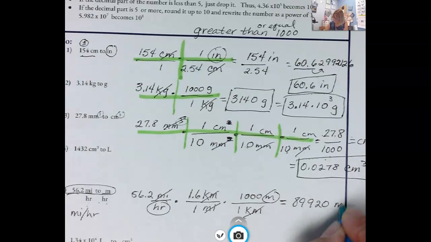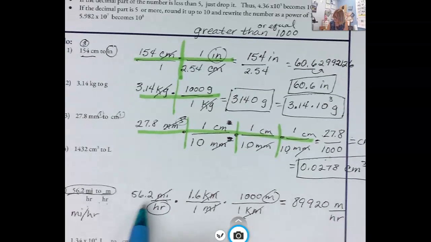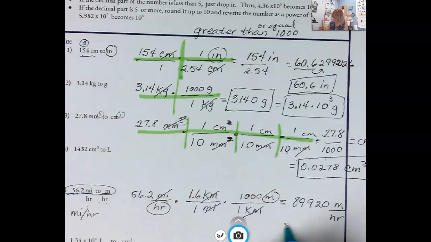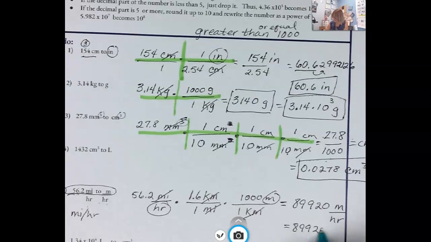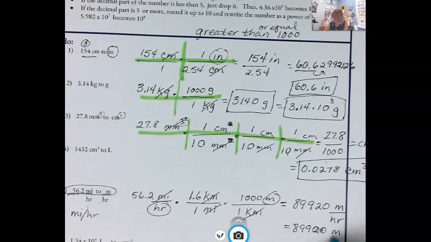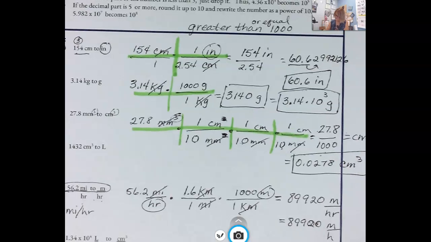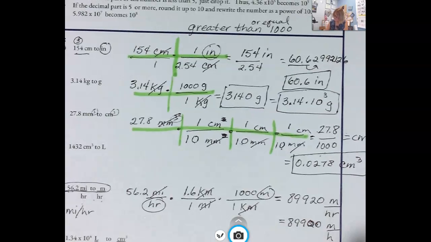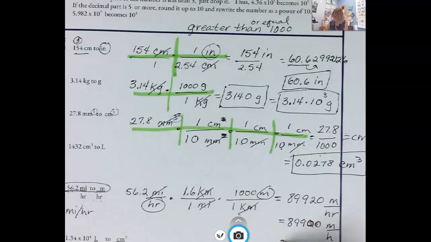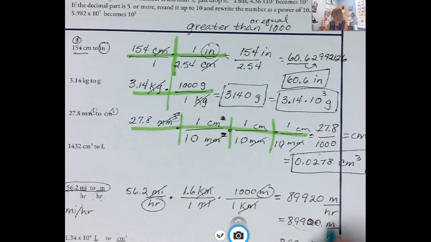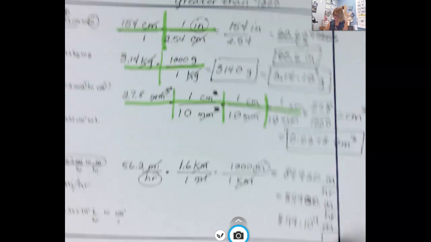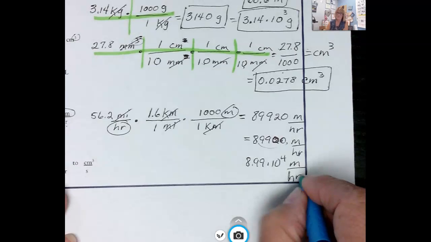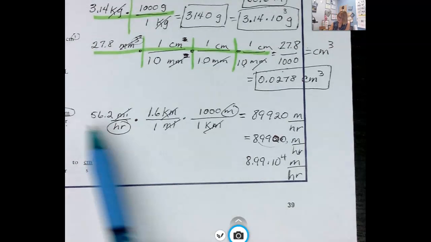89920. And again, that's meters per hour. But I only have 3 significant digits. So 89900. But I told you anything that is 1,000 or over should go to scientific notation. So 8.99 times 10 to the 4th meters per hour. Sorry, I ran over that. Meters per hour. Okay, so I kind of ran a lot of space.